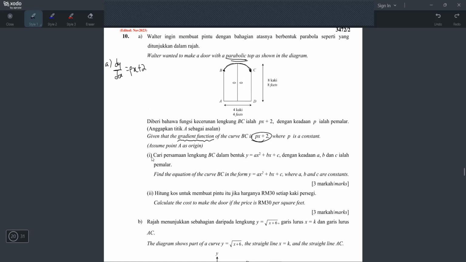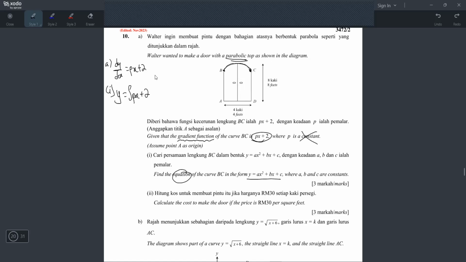So this is not important. Number 1 says what? Find the equation of curve BC. This is after you differentiate the equation, but now they want to find the equation of the curve in this form where a, b, and c are constants. If you want to find the equation, it means you want to find y. So how to find y? What is px plus 2? This is actually the result after you differentiate the curve. So how to get back the y? You will integrate this one, right?